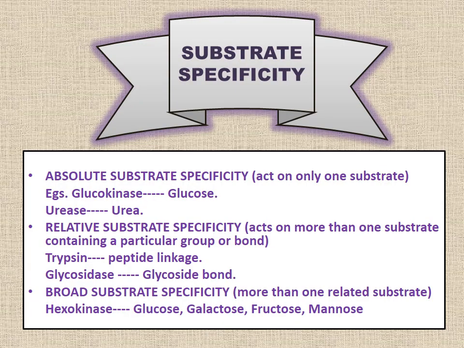There is also broad substrate specificity, in which more than one related substrate is used. Like hexokinase, it acts on glucose, galactose, fructose, and mannose also. So all these related substrates are acted upon by one enzyme only. This is known as broad substrate specificity.